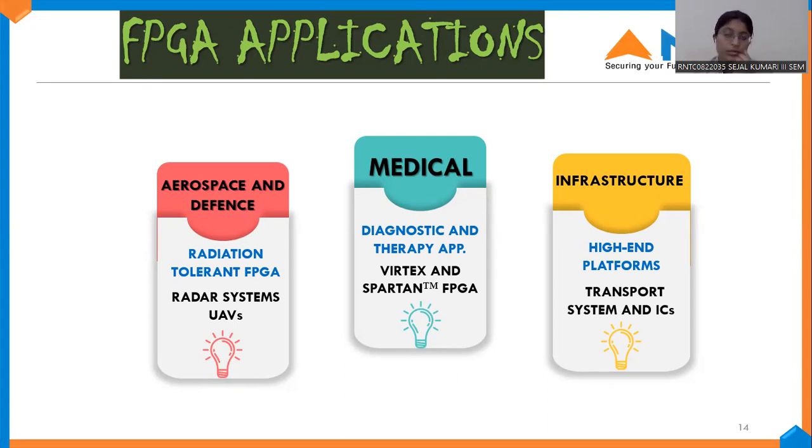For military use cases, we have radar systems and unmanned aerial vehicles, UAVs. And for critical infrastructure, they are used in high-end platforms, in industrial control systems, and in transportation systems as well.